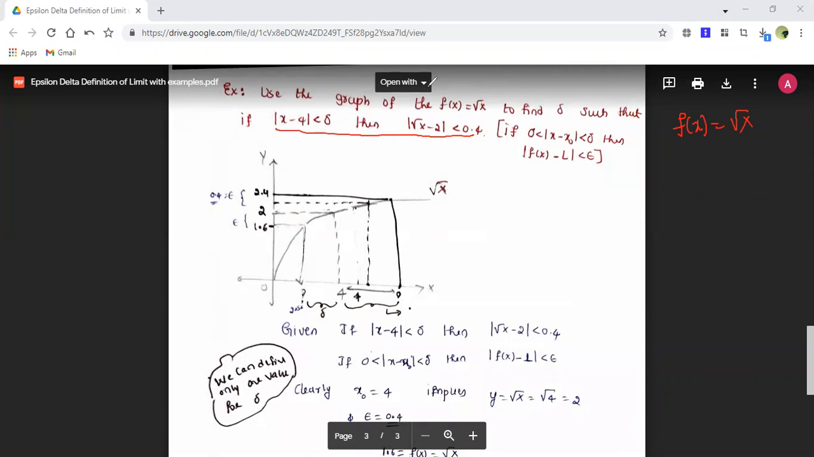So clearly you can see, this is your modulus of x minus x naught less than delta, and this is nothing but your function, that is modulus of f of x minus L less than epsilon. So in a usual example, if they ask you for delta, they will give the value of epsilon, and if they ask you for epsilon, they'll give the value of delta. So that is the better understanding.